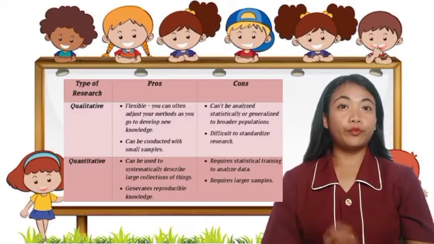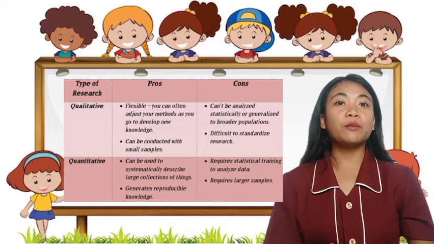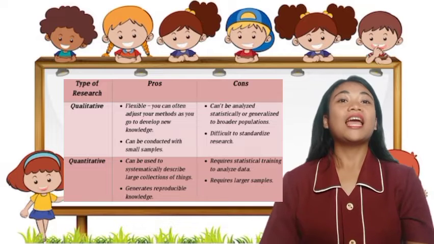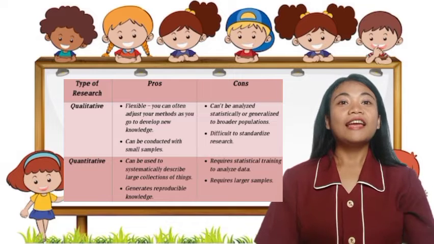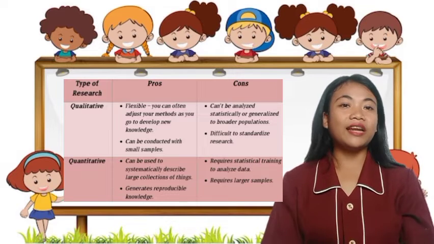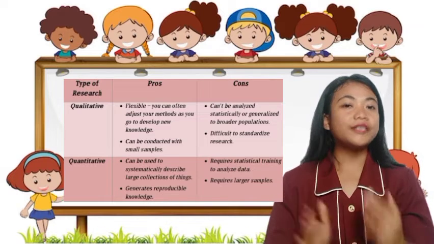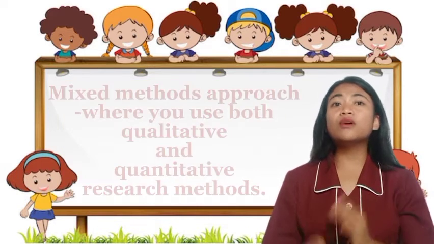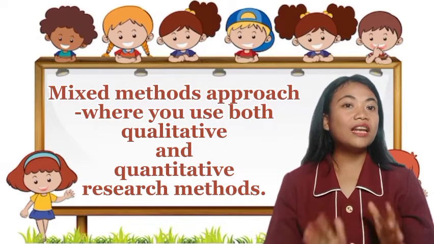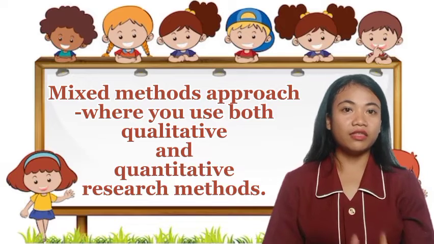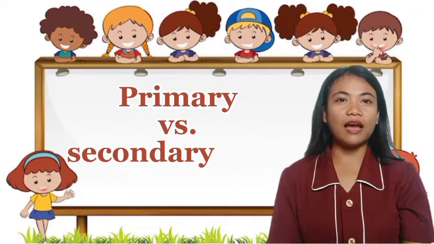For quantitative pros, it can be used to systematically describe a large collection of things, and it can generate reproducible knowledge. For the cons, it requires statistical training to analyze data. It also requires larger samples. You can also take a mixed method approach where you use both qualitative and quantitative research methods. Now let's move on to primary and secondary data.